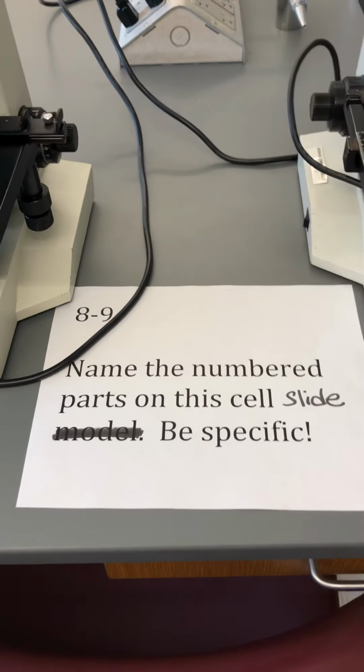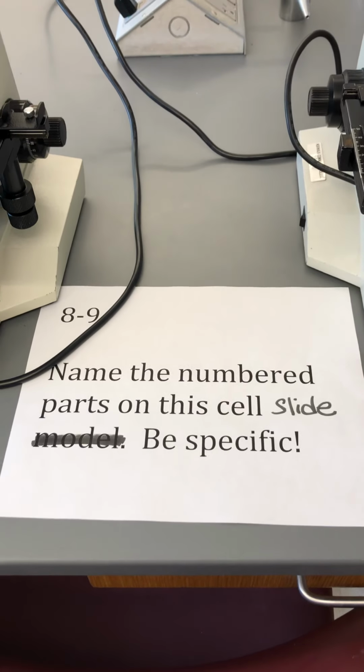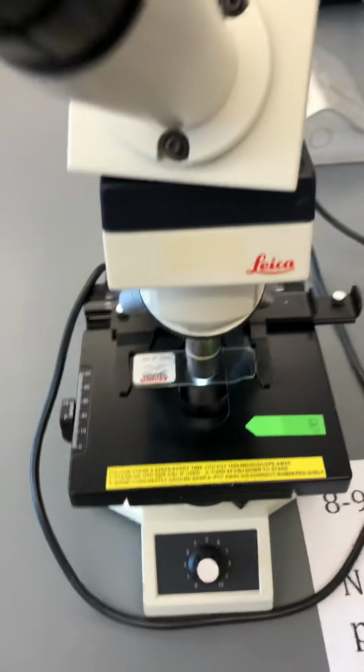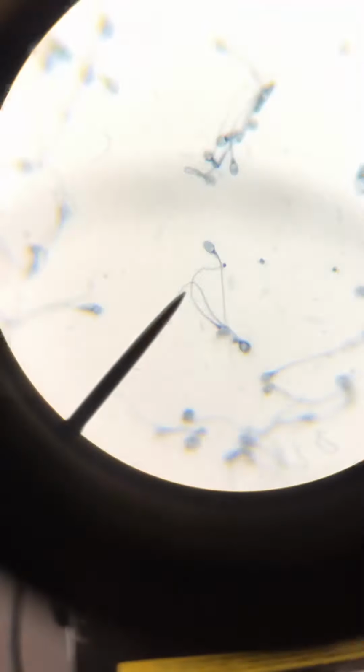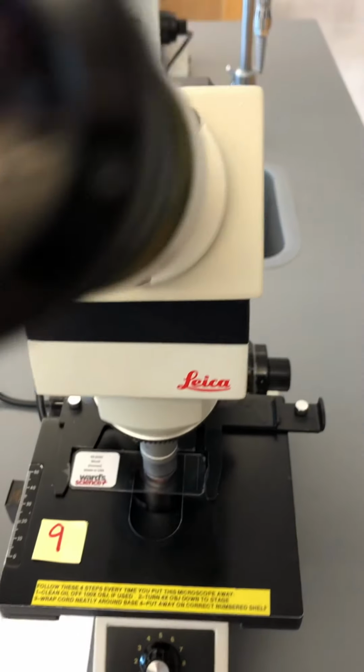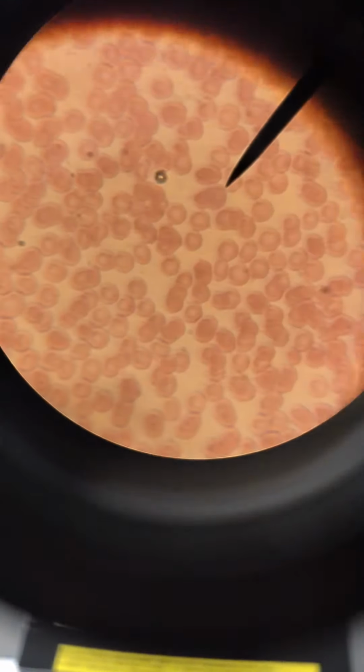8 and 9 were parts of the cell that's at the pointer on the microscope slides. I don't know if I can get this to actually focus. I probably cannot, but I will try my best, okay? You can see the flagella of the sperm. So flagella is the answer for number 8. And number 9, these are red blood cells. The pointer is on the plasma membrane.